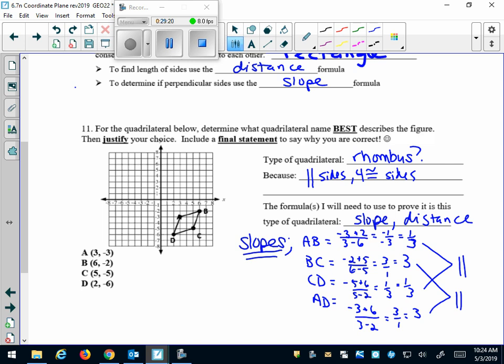Okay, your homework is to do the back of that packet. There's just 1 page on the back. Okay?